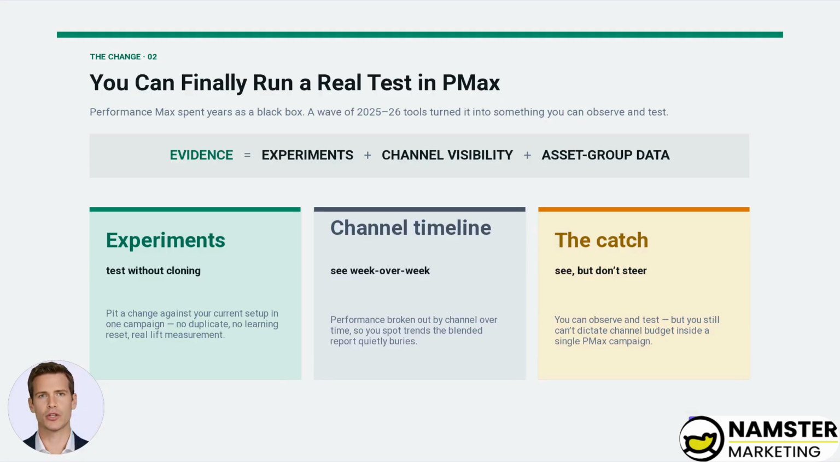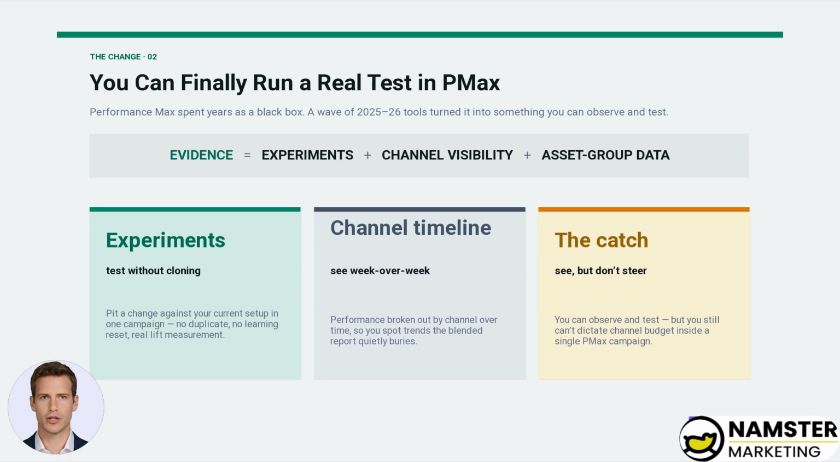The fundamental change we are witnessing is the shift from opacity to visibility. Performance Max spent its early years as a black box, but the latest wave of tools released for 2025 and 2026 has transformed it into a system we can truly observe and test. We now define evidence as a combination of three critical pillars: experiments, channel visibility, and asset group data.